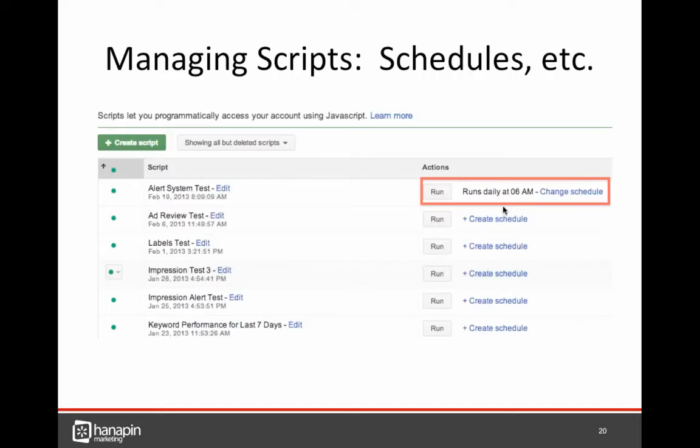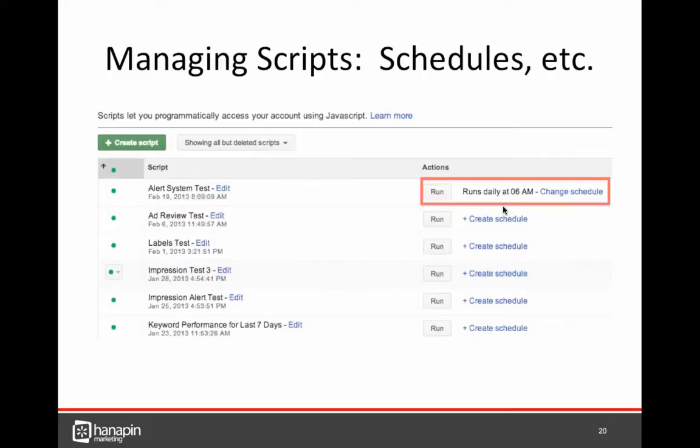And then once you finally save your script, you'll find these back in the scripts management interface. They're all listed here. So there's an alert system test or an ad review test, some of the different functions that you can do with these scripts. You can also run the scripts or have the option to create a schedule, again making a very powerful alert system and automating the process and making your life quite a bit easier.